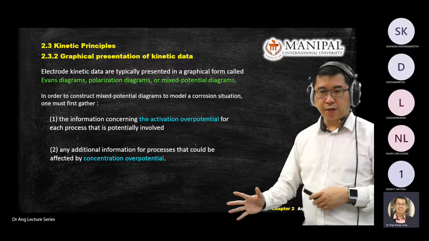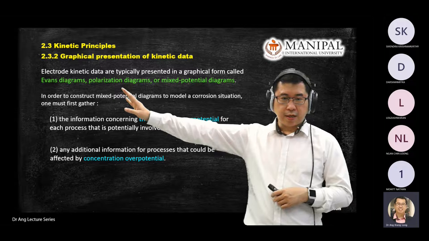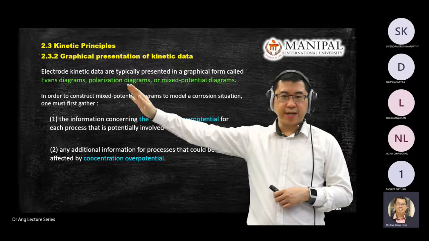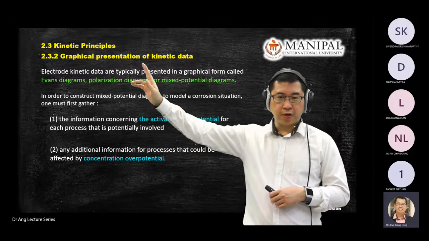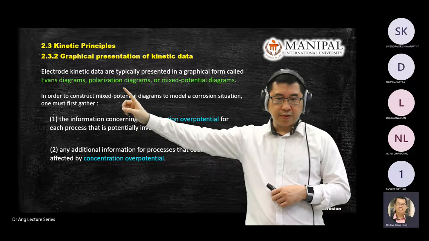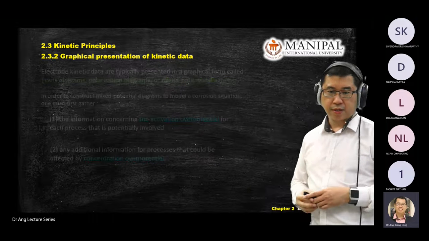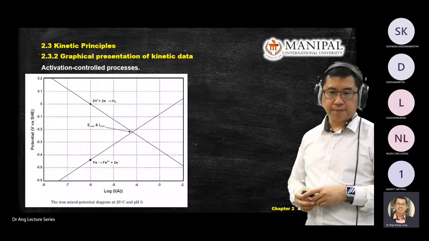What is important on this slide is that you should know that there are three graphs that you can use to present your kinetic data: Evans diagram, polarization, and mixed potential. I'll show you some samples.